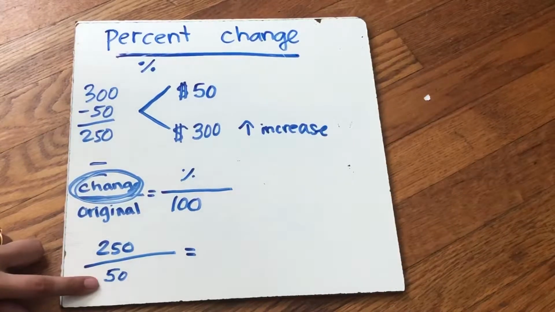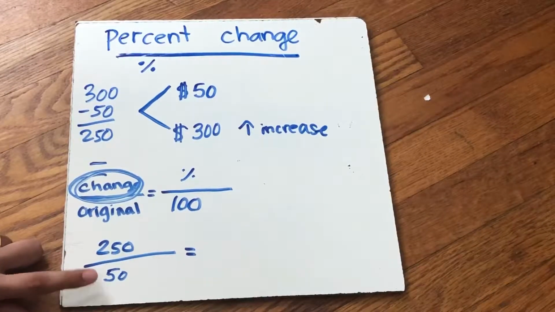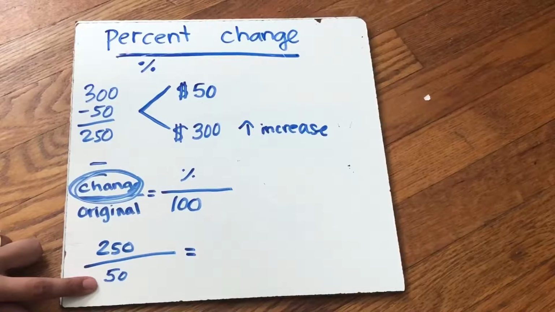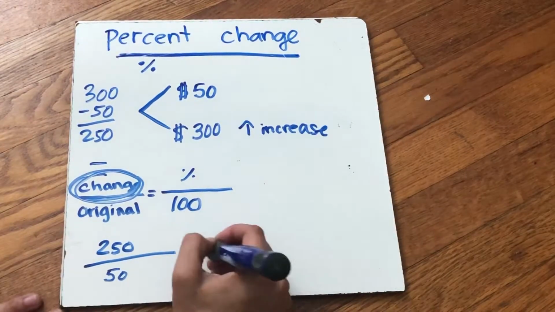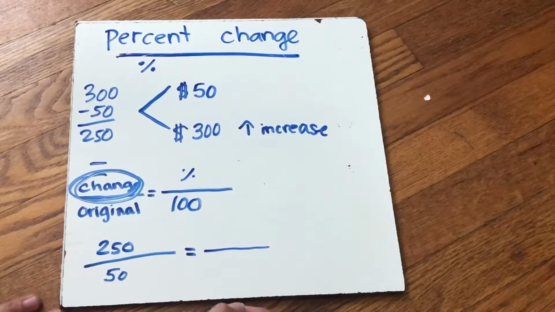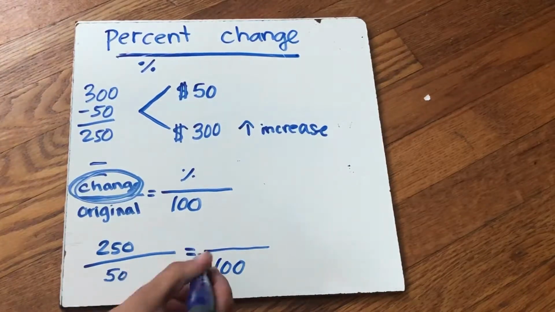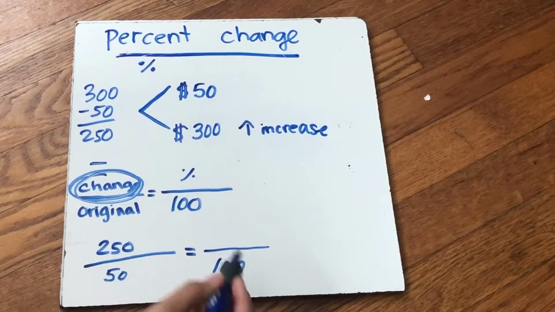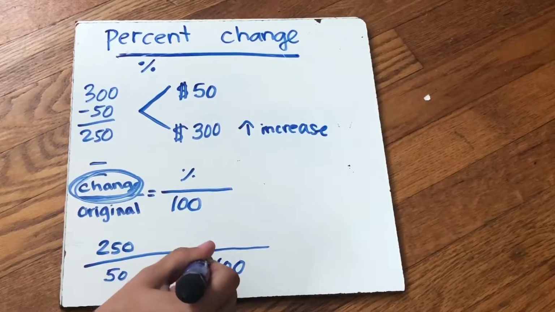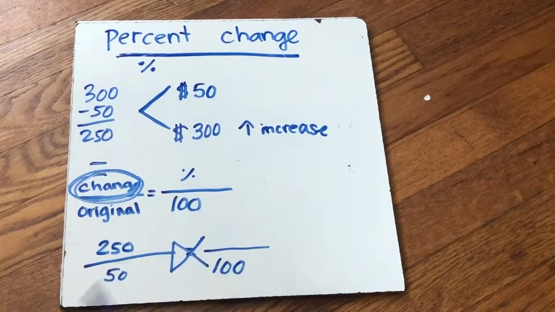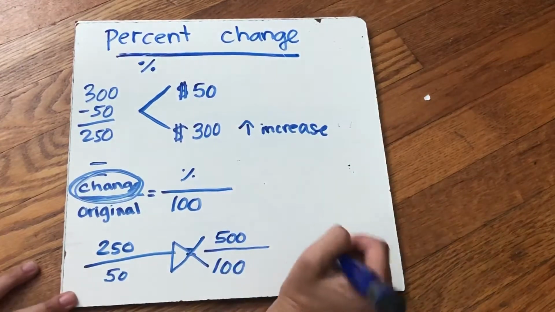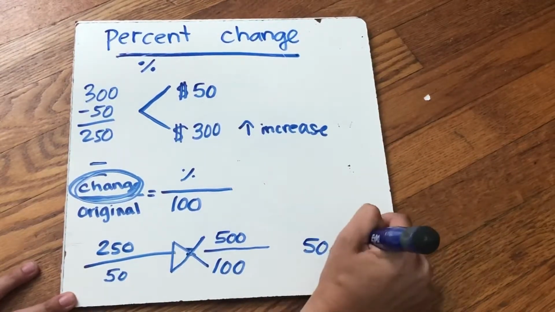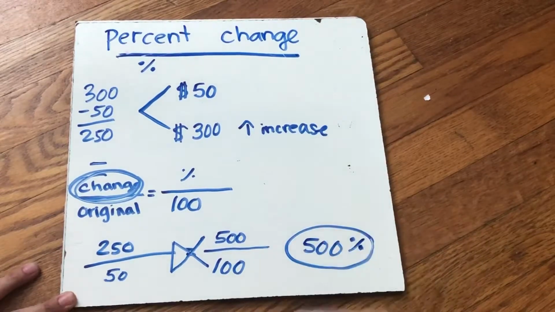Sometimes students think the original has to be a bigger number. It doesn't. The original was 50. That's how much I started with. And then the change was 250. I don't know my percentage. That's what I want to know, is to what percentage did my bank account increase or grow. And I put 100 there because I know that percent will go over 100. I'm going to cross multiply and divide, and when I do that in my calculator, I get 500. What that 500 means is that my bank account grew by 500%.